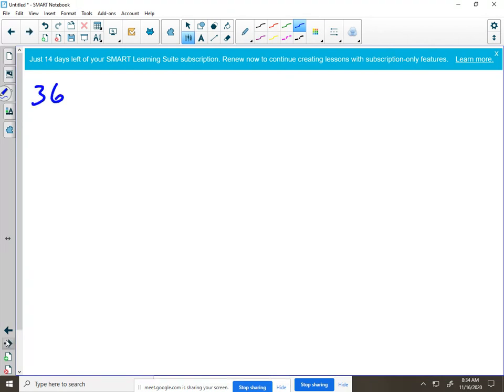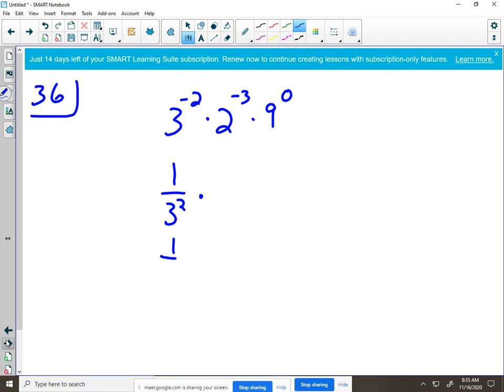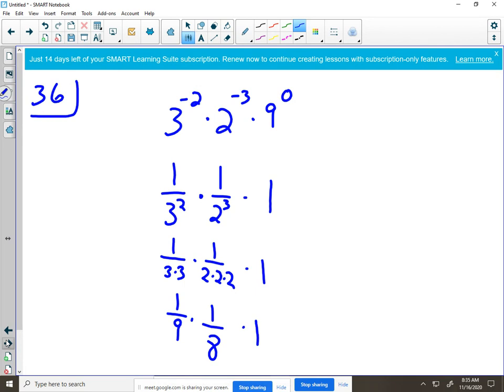36, Taylor. It says 3 to the negative second times 2 to the negative third times 9 to the 0 power. And what does it ask us to do? It asks us to simplify, so we could do 1 over 3 times 3, because that's 3 to the second. So 1/9. And then you do times 2 times 2 times 2. And then you have to do times 9 to the 0 power, which is 1.